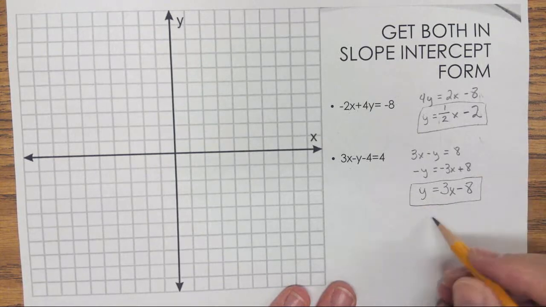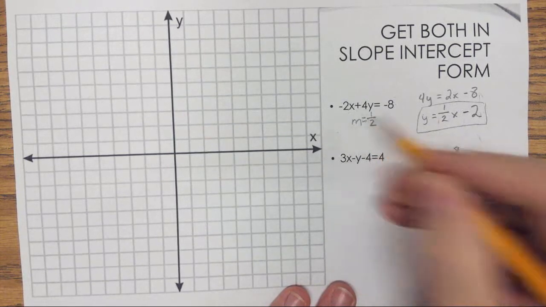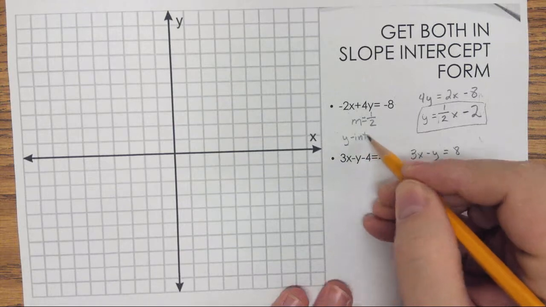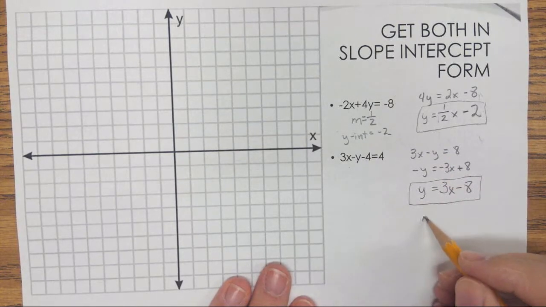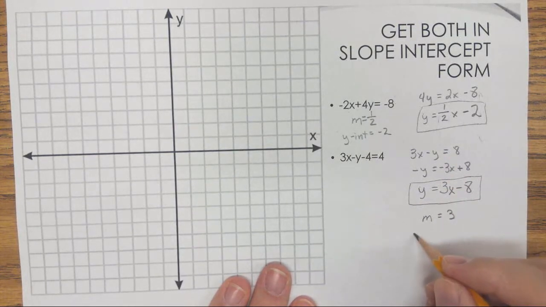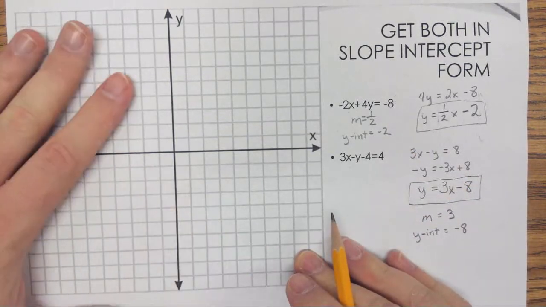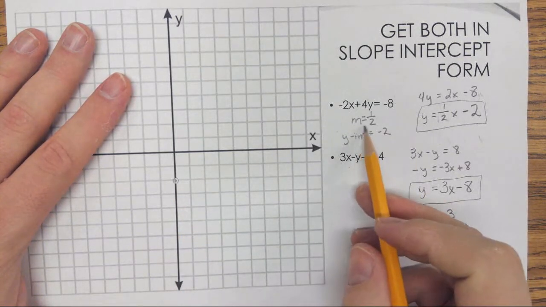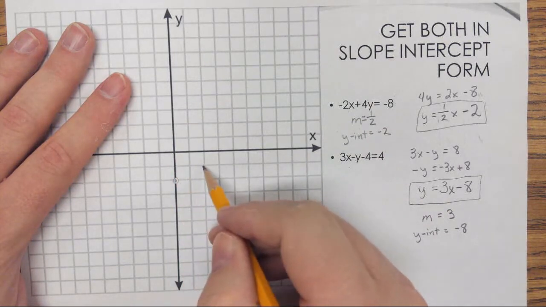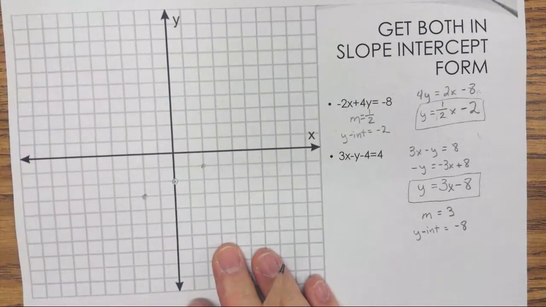Okay. So my slope on this one is going to be 1/2. My y-intercept on this one, excuse me, is going to be -2. Slope on this one is going to be 3. Y-intercept on this one is going to be -8. Okay. So let's graph this one first. Go down here to -2. There's my first point, and I'm going to use the slope of 1/2, which means I go up 1 and over 2, down 1 and to the left 2. Okay, there's my first line.